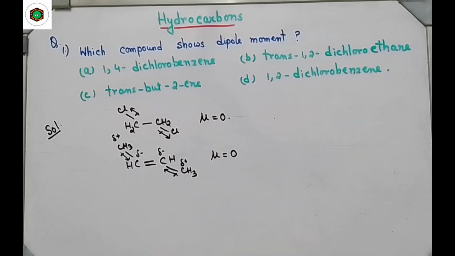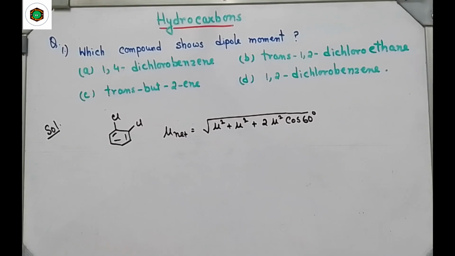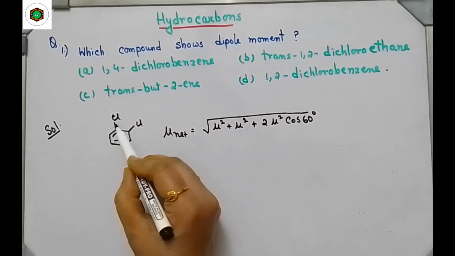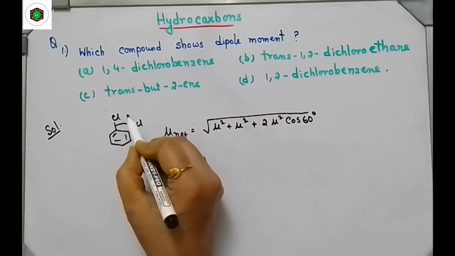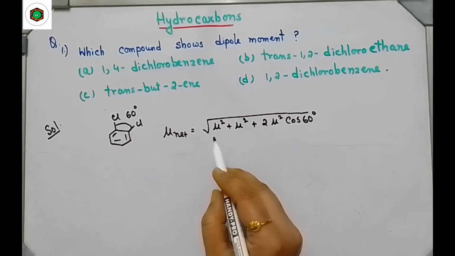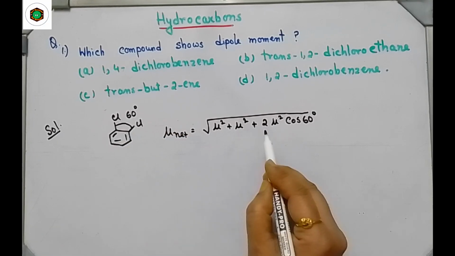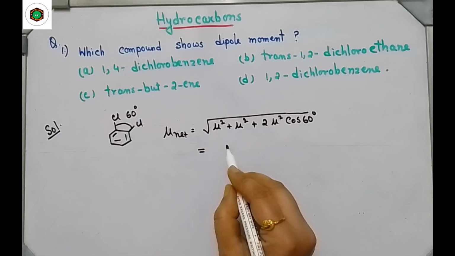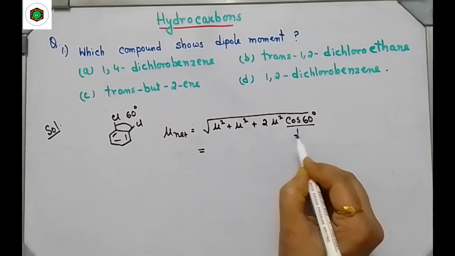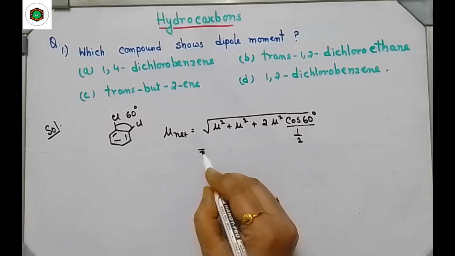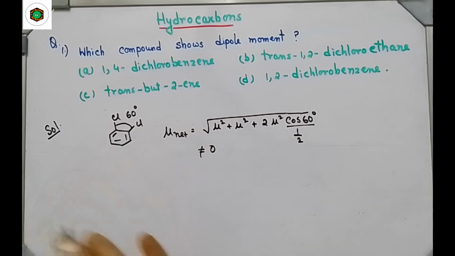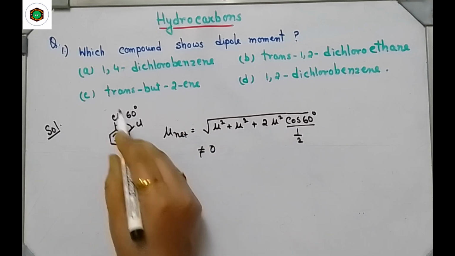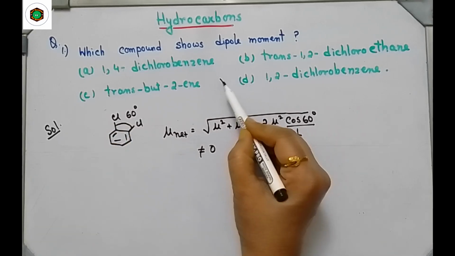What about 1,2-dichlorobenzene? In 1,2-dichlorobenzene, symmetry is not there. These two Cl groups are not at symmetrical positions. So between these two C-Cl bonds, there is a bond angle of 60 degree. Therefore here mu1 square plus mu2 square plus 2 mu1 mu2 cos 60 degree, this value is not 0. It has some value because cos 60 degree is half. So this is not equal to 0. That means it has some polarity. So this compound shows some dipole moment.